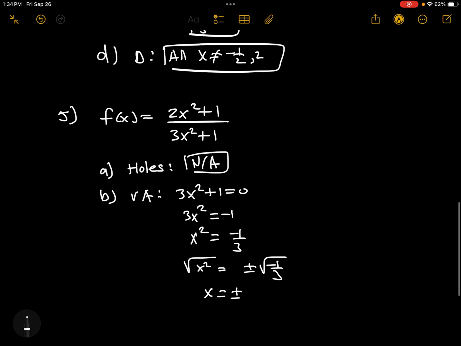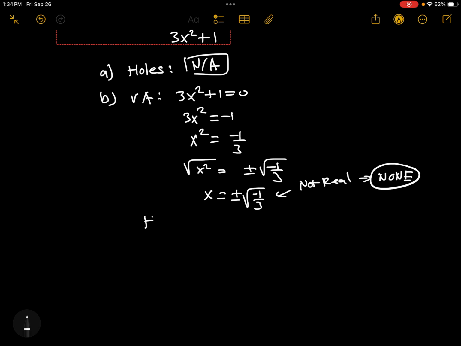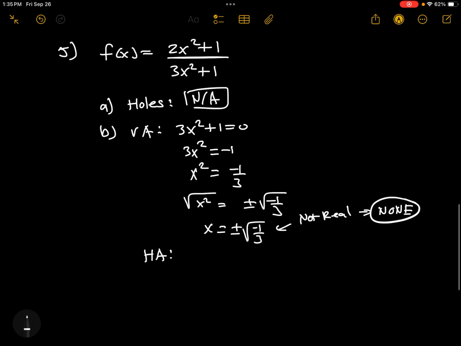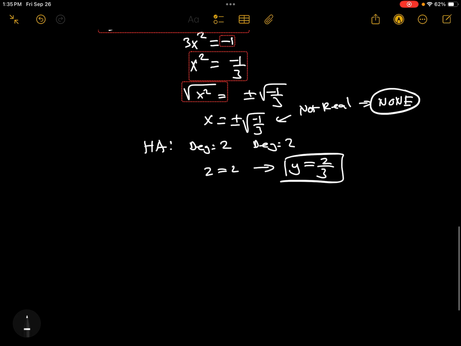The way you find the HA is still the same. Compare the degrees. The degree of the numerator is 2. The degree of the denominator is also 2. 2 is equal to 2, therefore it's the ratio of the leading coefficients, in this case, 2/3. That's your HA. All right, moving on to our x-intercepts. Set the numerator equal to 0 as a shortcut. And you're going to get that same exact case here, where I'm going to get something that's not real. If I extract the square root, plus or minus the square root of -1/2, you can't take the square root of a negative. Not real, but that implies that there are no x-intercepts. The graph doesn't have to touch the x-axis.